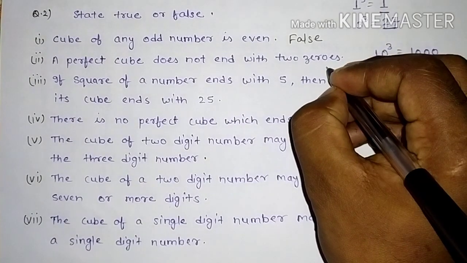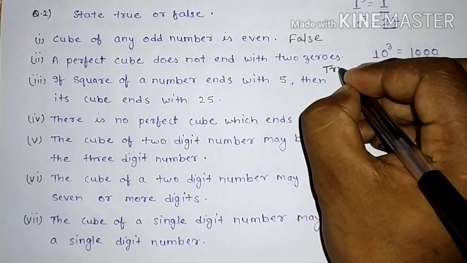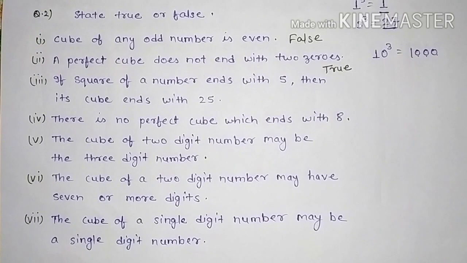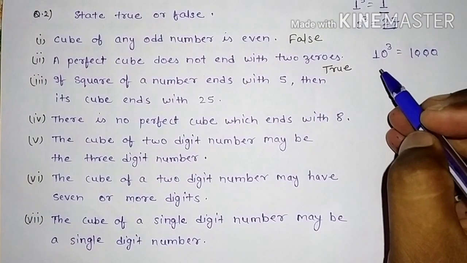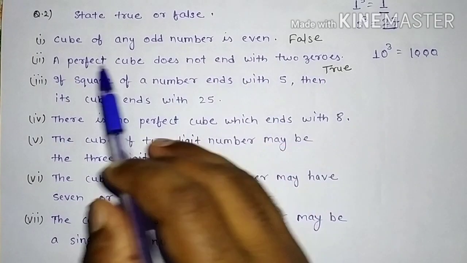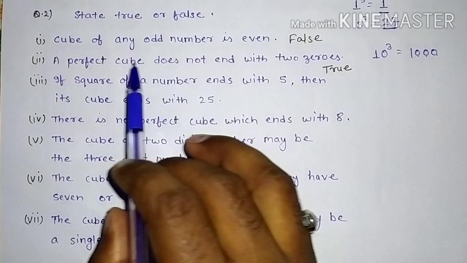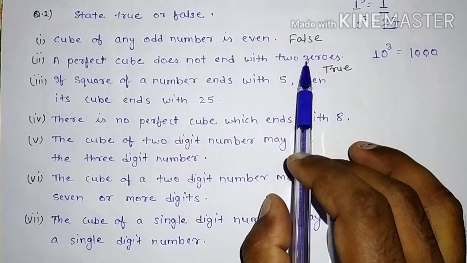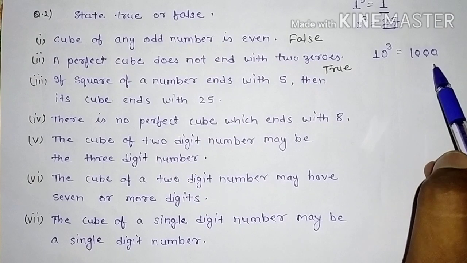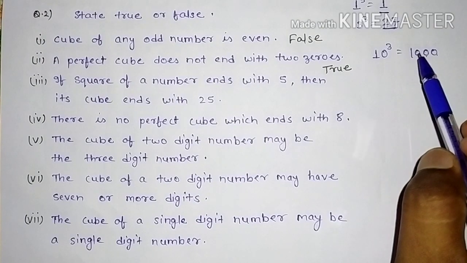Now this is a true statement. So the cube of 10 is 1000. What statement is written here? A perfect cube does not end with two zeros. So this statement is true because there are 3 zeros and it is more than 2 zeros.